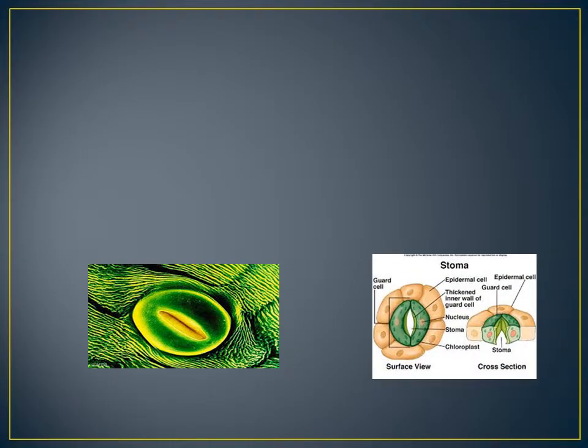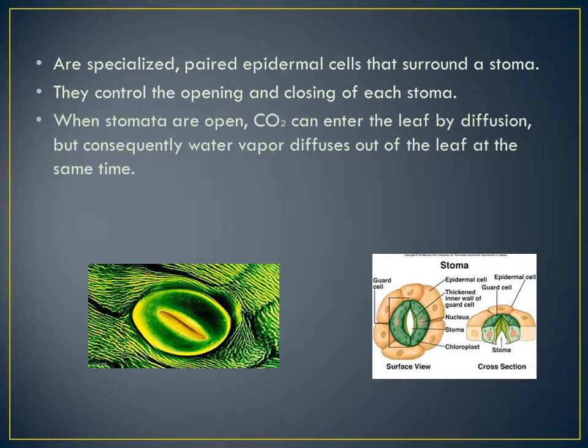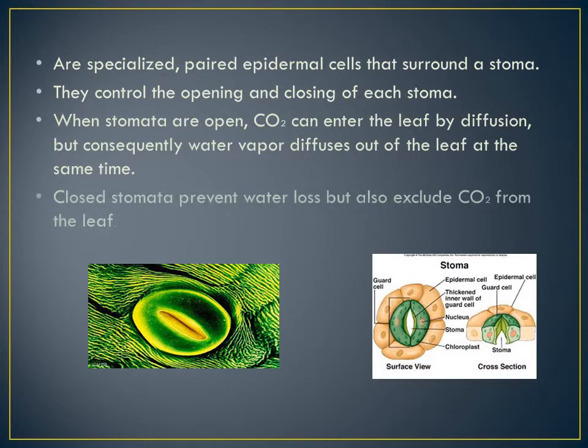Now let's go back to the question, what are guard cells? Well, guard cells are specialized paired epidermal cells that surround a stoma. They control the opening and closing of each stoma. When stomata pores are open, carbon dioxide can enter the leaf by diffusion, but consequently, water vapor diffuses out of the leaf at the same time. Closed stomata prevent water loss, but also exclude carbon dioxide from the leaf.